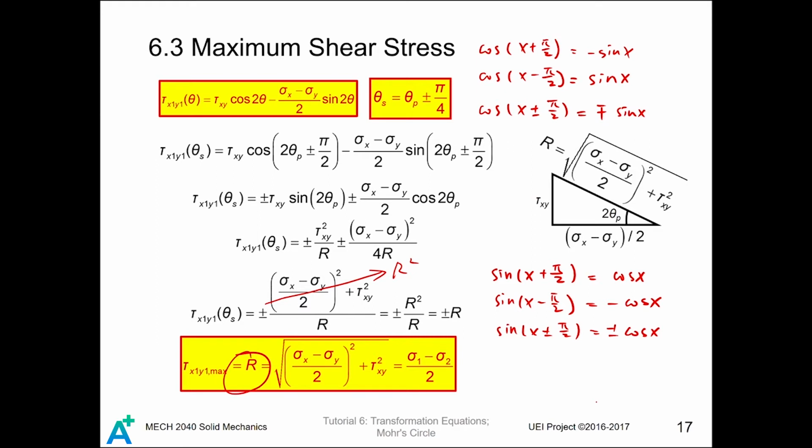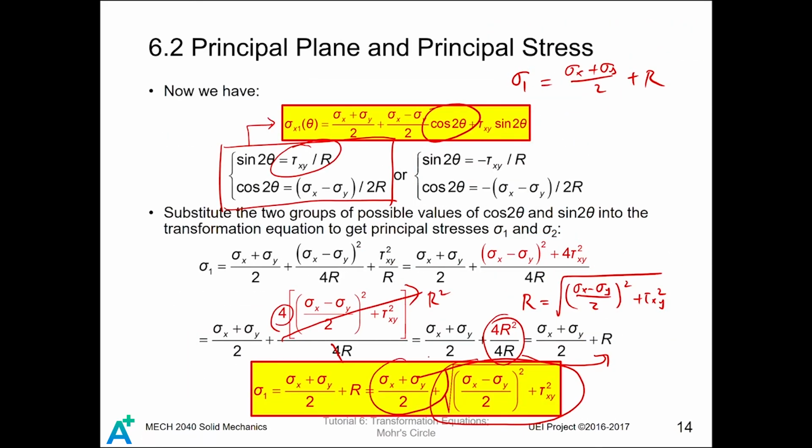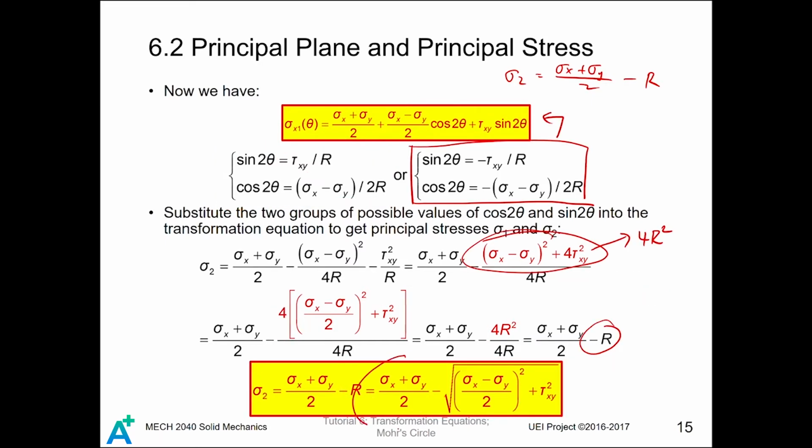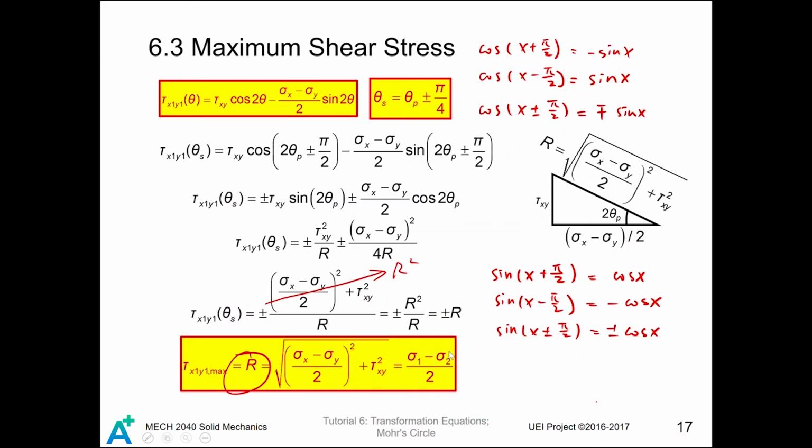However, another important observation is that when you look at sigma 1 and sigma 2, you can find that both of the (sigma x plus sigma y)/2 terms are the same. Both of them are the same, okay? But the difference is that the r is plus or minus. For sigma 2, it is negative. For sigma 1, it is positive. Therefore, we know that sigma 1 minus sigma 2 equals 2r. Then (sigma 1 minus sigma 2)/2 equals r. So the maximum shear stress equals the difference of the two principal stresses divided by 2.